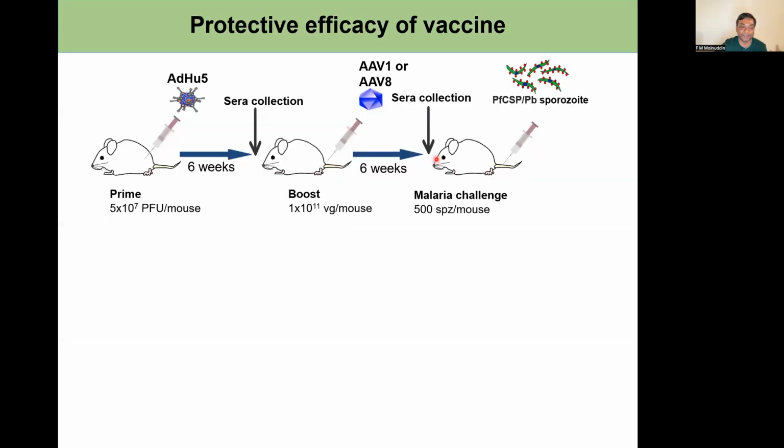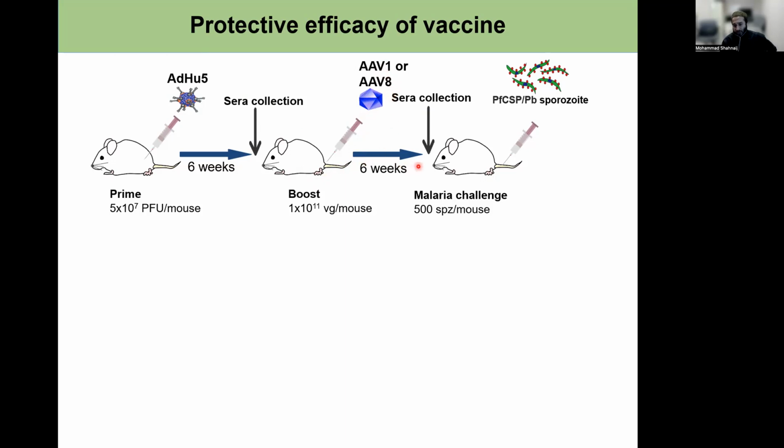Okay. So I checked the protective efficacy of the vaccine. For this purpose, I used adenovirus for priming, and then we collected the sera after 6 weeks, before the booster dose. In the boosting dose, we used adeno-associated virus serotype 1 and serotype 8.